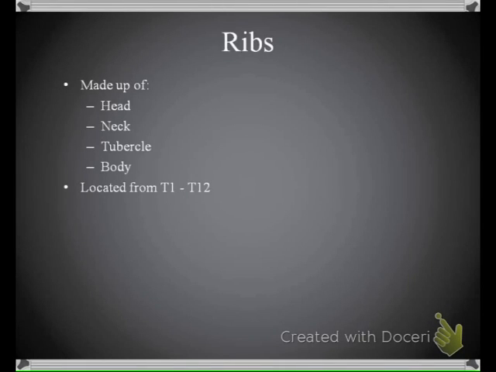So the ribs. We see that the ribs are made up of a head, neck, tubercle, and the body. And they're located from T1 to T12. And as we see, there are certain delineations of ribs. We have true ribs, false ribs, and floating ribs. And we see that that's all dictated by how they actually attach to the sternum and what type of cartilage they actually use. But the same basic structure of the ribs actually is maintained. We do see that we always have the head, neck, tubercle, and a body. And we'll see that throughout our images as well.